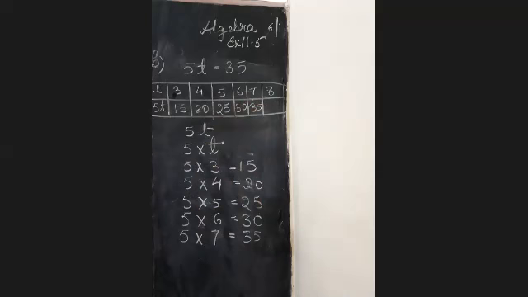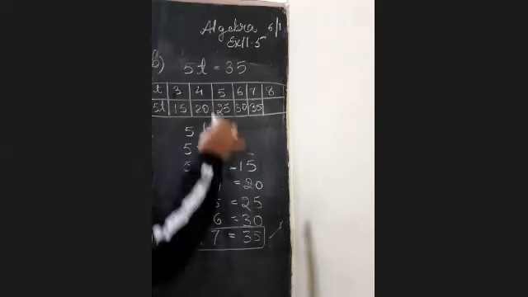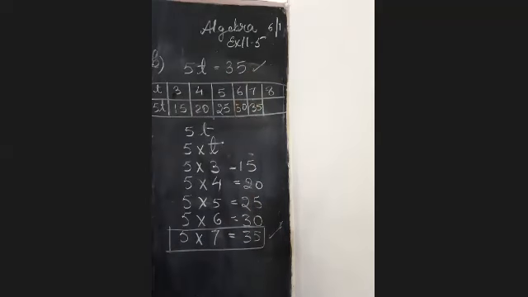Ma'am, we replace t with 7. 5 multiplied by 7 is equal to 35. Yes, very good. This is the only value which gives us 35. और हमें कितना चाहिए था? 35 ही चाहिए था. It means our answer is t is equal to 7.